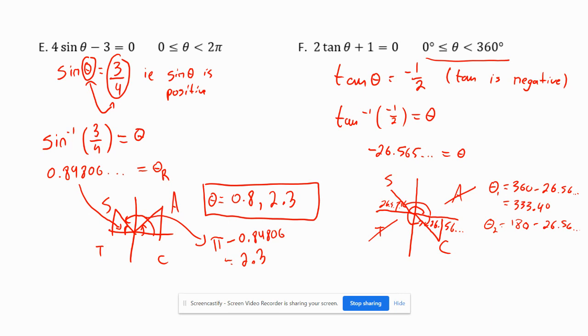And that gives me 153.4. So my two solutions are 333.4 degrees, and then we have 153.4 degrees as well.